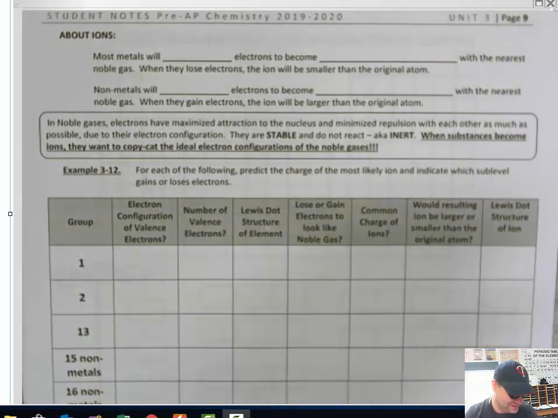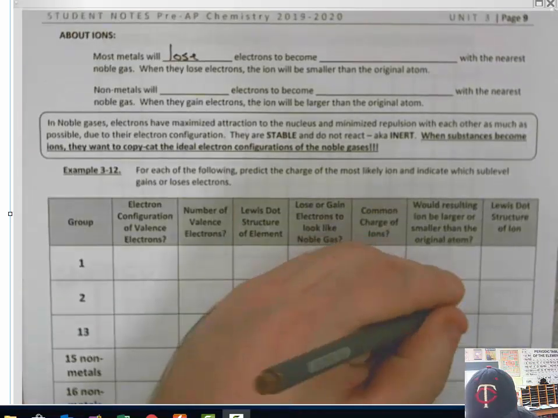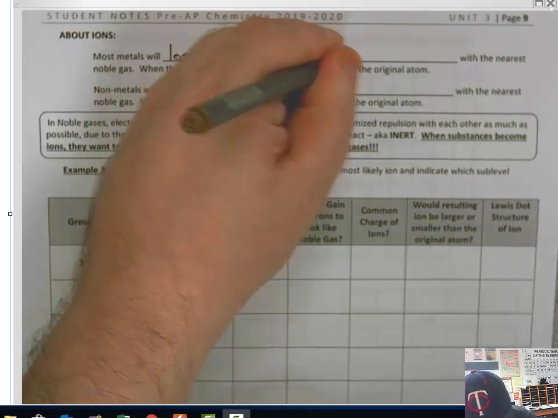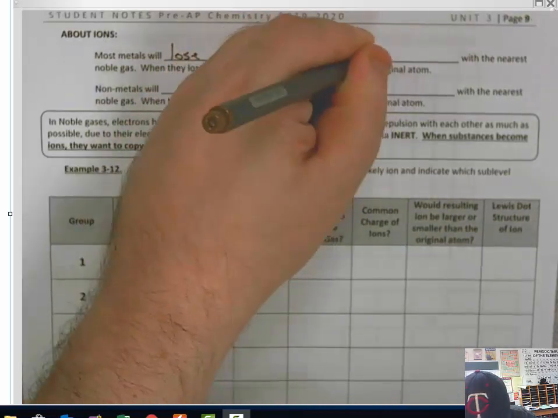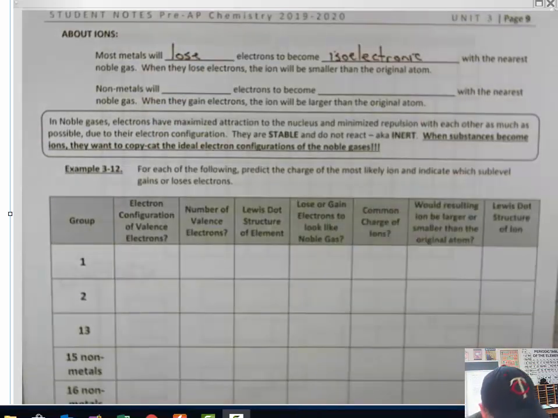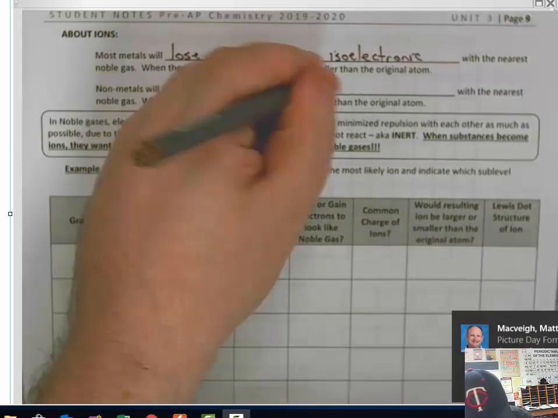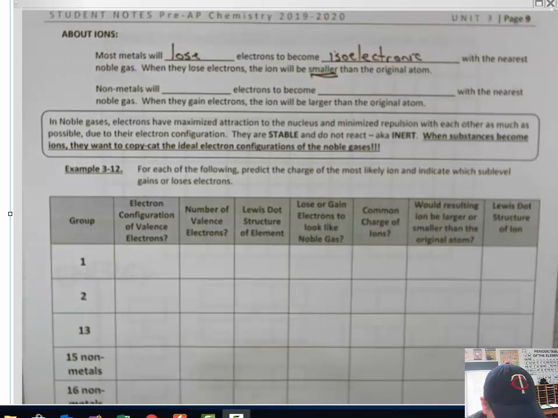Because everybody loves a great ion. Most metals will lose electrons and become isoelectronic with the nearest noble gas. When they lose electrons, they will be smaller than the original atom because you're losing electrons.